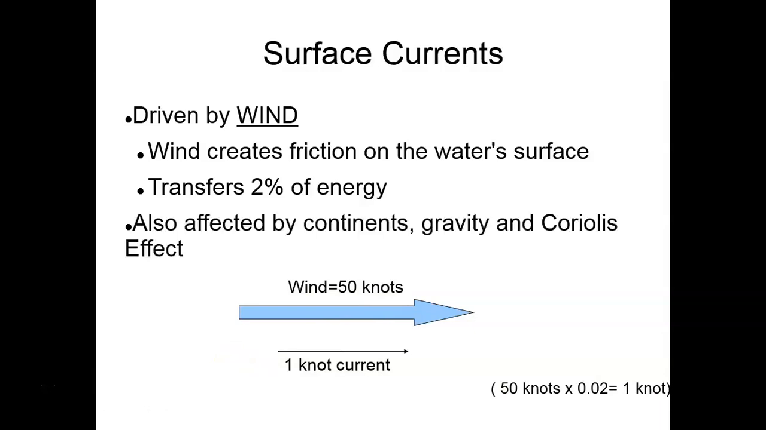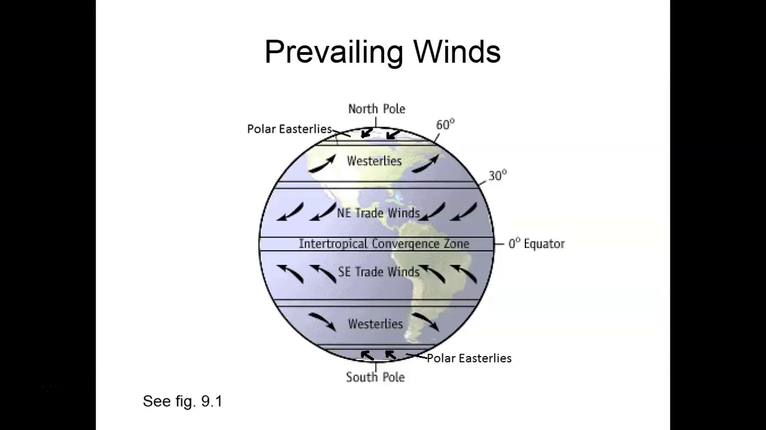Okay, surface currents are not only affected by wind, but they're also affected by continents, because the current's not just going to keep on going if there's a continent in the way. It's also affected by Coriolis effect and gravity. Okay, so we need a little refresher about the prevailing winds, since the prevailing winds are what are creating our major currents in our oceans.